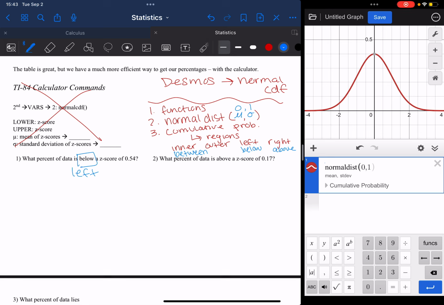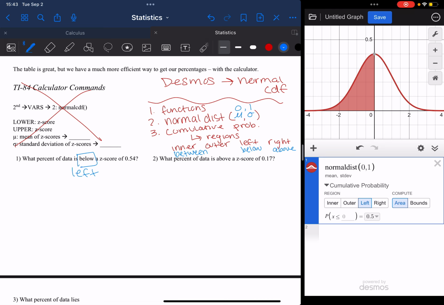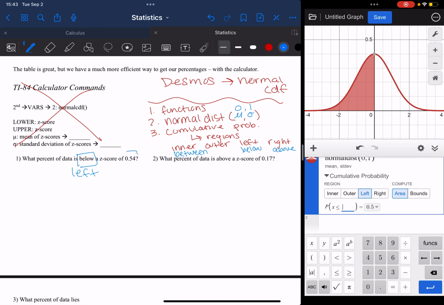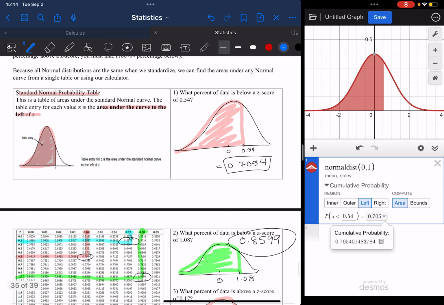I'm then going to go where it says cumulative probability, and I want below, so that's left. So when I click on left, this value here, I am just putting the z-score. So 0.54. And then notice it's going to give me my answer, and if I click on that little drop down, I can see more than just those 3 decimal points. So here I get that the probability is 0.7054, which is the same thing I got when I did this using the table.